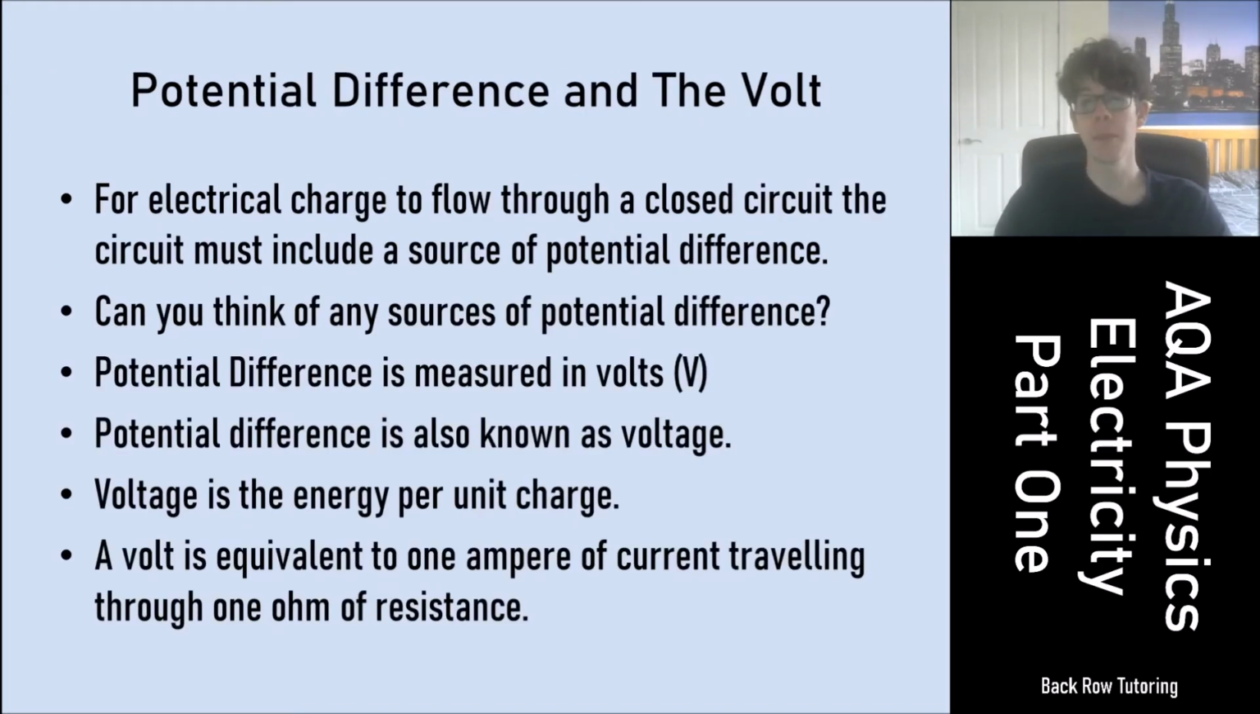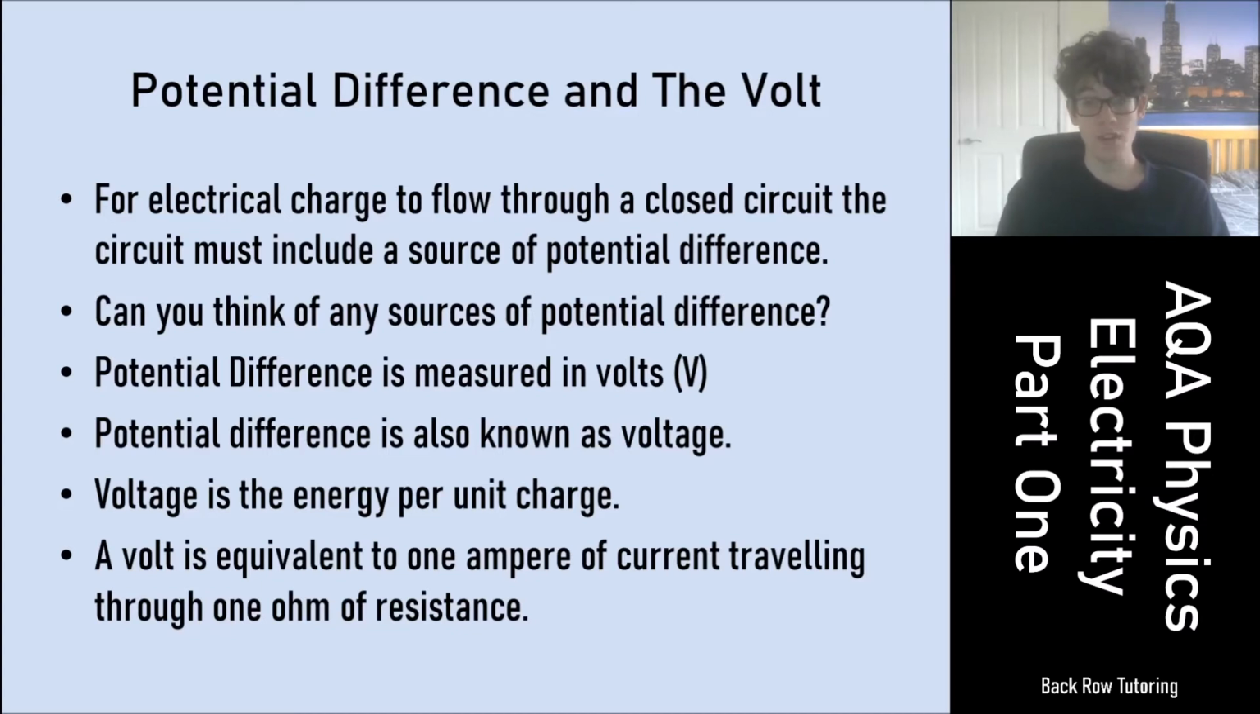So, firstly, potential difference or voltage and the volt. For electrical charge to flow through a closed circuit, the circuit must include a source of potential difference. Can you think of any sources of potential difference? Well, I'll tell you some: a battery, or a cell, or a dynamo, or if you're thinking much bigger scale, you can think of power stations. Potential difference is measured in volts.